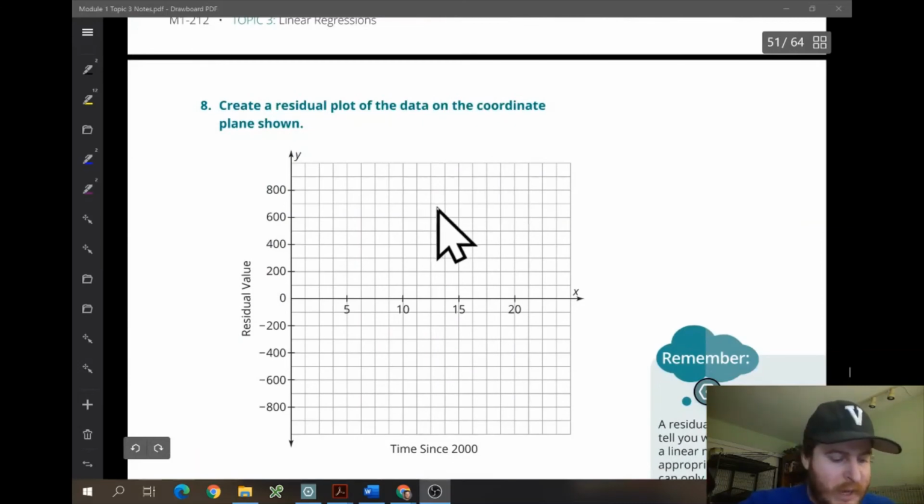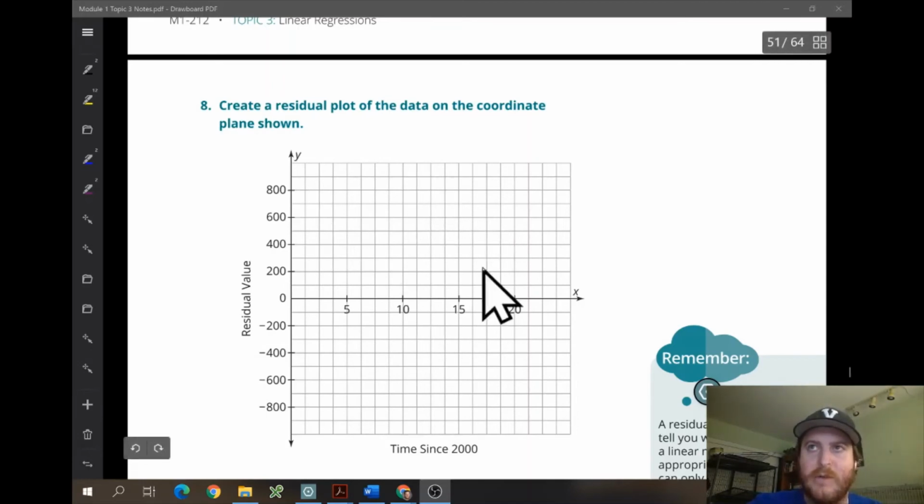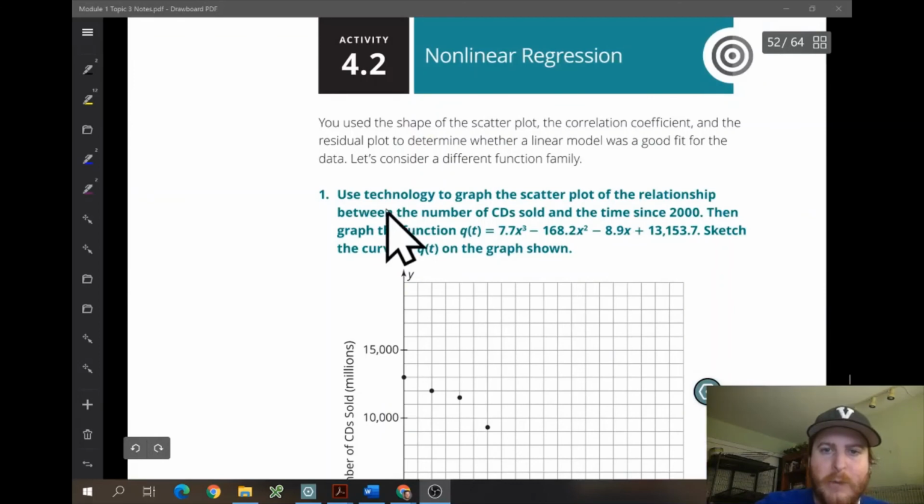But we could go ahead and create a residual graph from this. And when you create a residual graph from this, we will get something that's curved, right? And so that's going to tell us even more so that we probably don't want to use a linear model. Okay, but I'm going to go ahead and skip that. I think we've done that a lot. We did that for homework, right? And we're going to do that a little bit more for homework tonight.